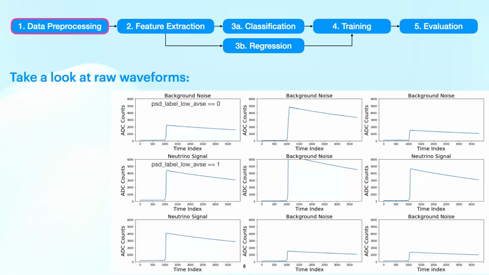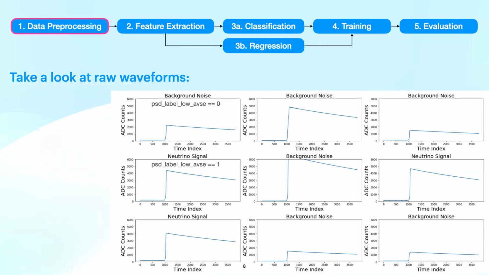Now let's take a look at all the raw waveforms we get. Remember, those are all real data from the Majorana Demonstrator experiment. Here I plotted some of the waveforms. You can see they all look like this, and I have a title for them. Some of them are background noise that we want to reject, and some of them are neutrino signal that we want to keep for our experiments.